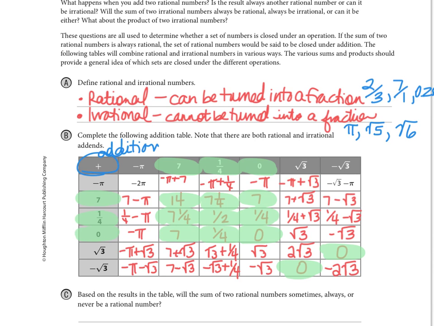So now I want you to take a second to think about question C. It says the sum of two rational numbers. All right, so that means you're taking like 7 and 1/4, or 0. So if you're starting with two rational numbers, think about the answer that you're getting. So the sum of two rational numbers, and then I want you to fill this in. Sometimes, always, or never rational. What do you think based on the table?